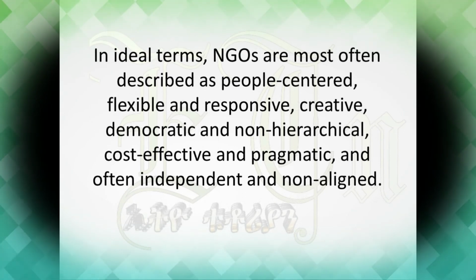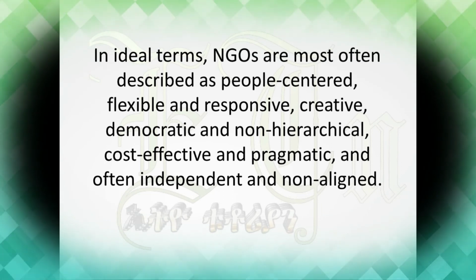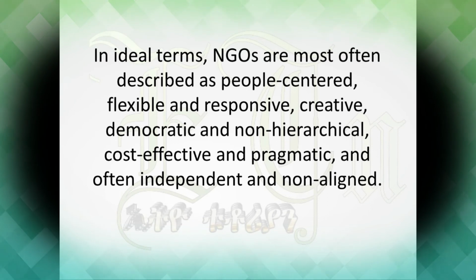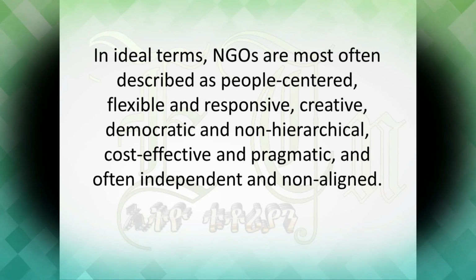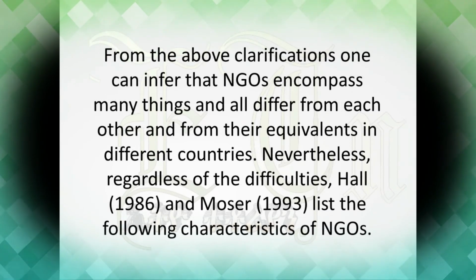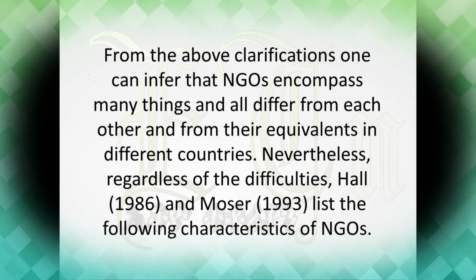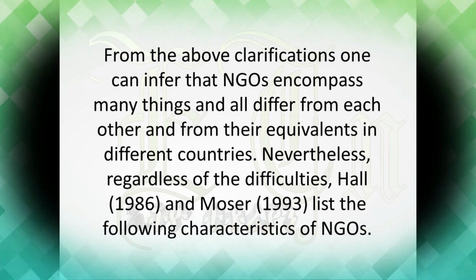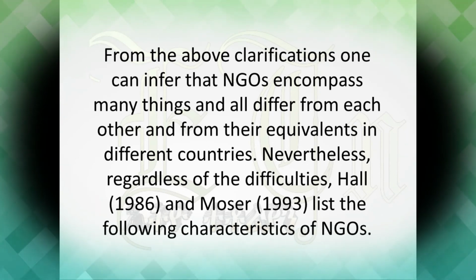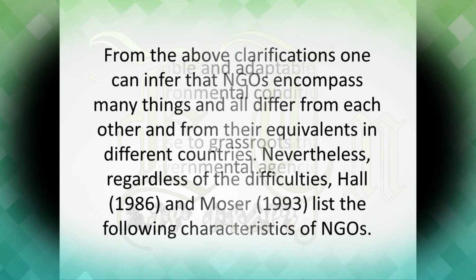In ideal terms, NGOs are most often described as people-centered, flexible and responsive, creative, democratic and non-hierarchical, cost-effective and pragmatic, and often independent and non-aligned. From the above clarifications one can infer that NGOs encompass many things and all differ from each other and from their equivalents in different countries. Nevertheless, regardless of the difficulties, Hall, 1986, and Moser, 1993, list the following characteristics of NGOs.